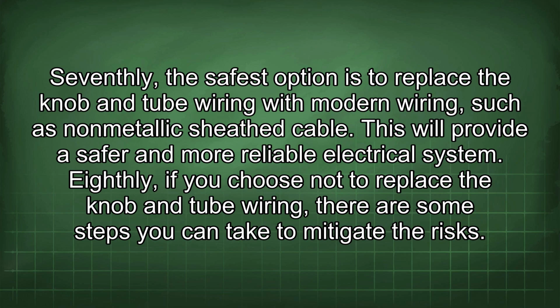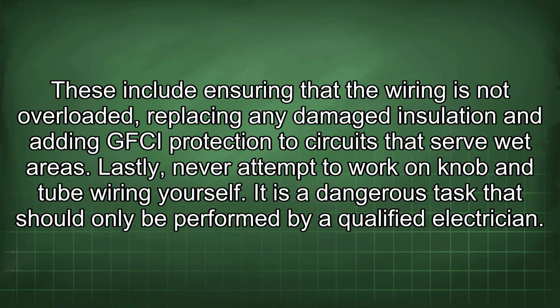Eighthly, if you choose not to replace the knob and tube wiring, there are some steps you can take to mitigate the risks. These include ensuring that the wiring is not overloaded, replacing any damaged insulation, and adding GFCI protection to circuits that serve wet areas. Lastly, never attempt to work on knob and tube wiring yourself. It is a dangerous task that should only be performed by a qualified electrician.